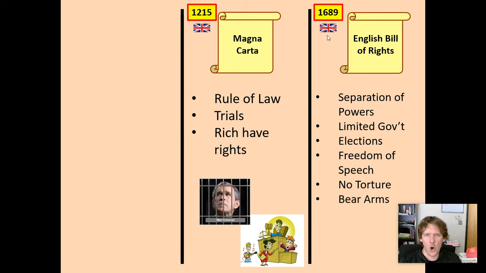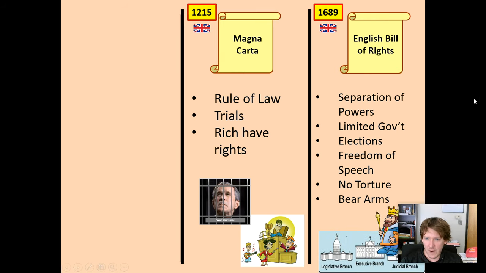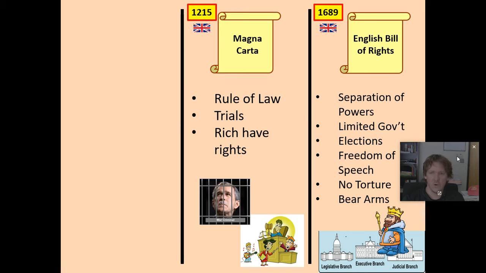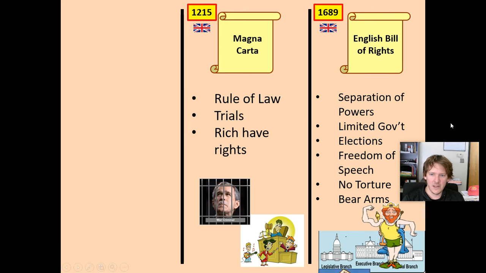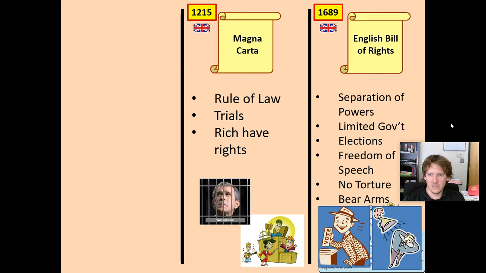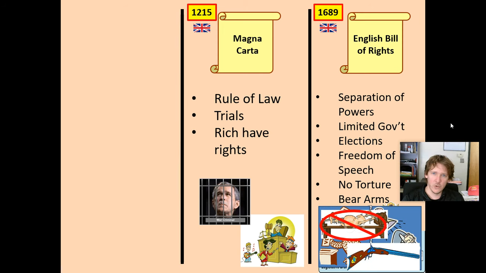And you have the right to bear arms. No, that does not mean bears can have arms. That means you can bear or carry arms. My arms can carry my arms. When we say arms, we mean weapons, folks. So again, separation of power. There's a king, but there were also branches of government. They limit the government's power. We have elections, freedom of speech, no torture, and the right to bear arms.